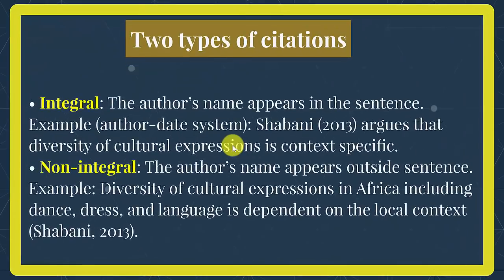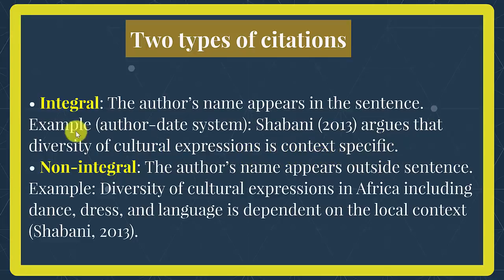Yeah, so let's look at citations. You'll be citing in the literature review, you'll be making reference and all that. So there are two types mainly, the integral one and the non-integral one. What is the integral citation? This is where the author name appears in the sentence, as you have the author and date system. For instance, you have Shabani 2013 argues that diversity of cultural expressions is context specific.